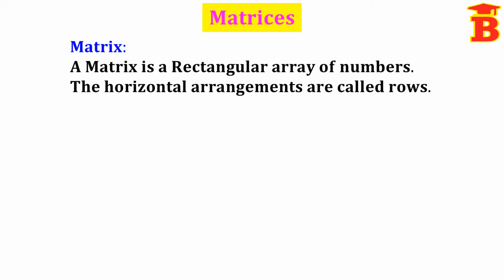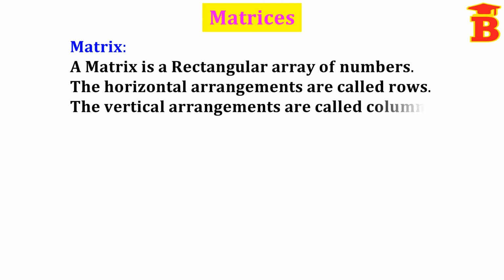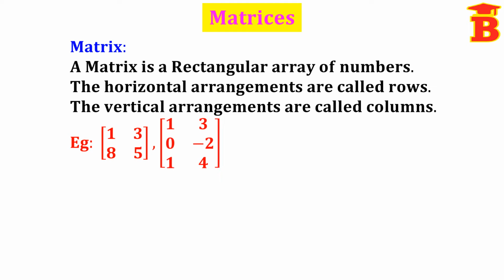The horizontal arrangements are called rows. The vertical arrangements are called columns. So a matrix means arrangement of numbers or letters in rectangular form.